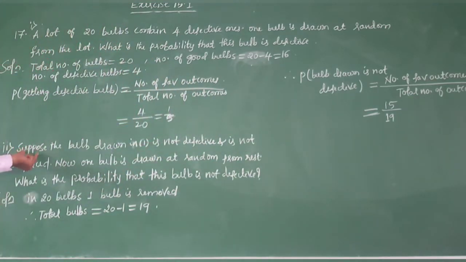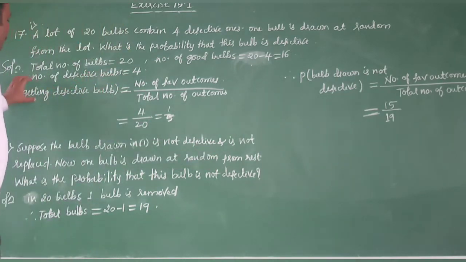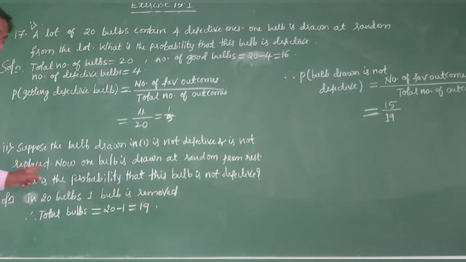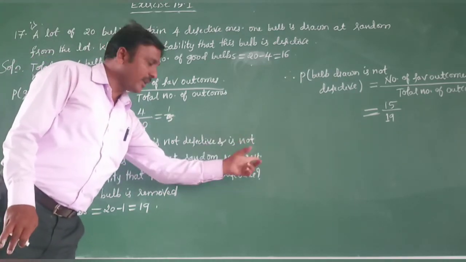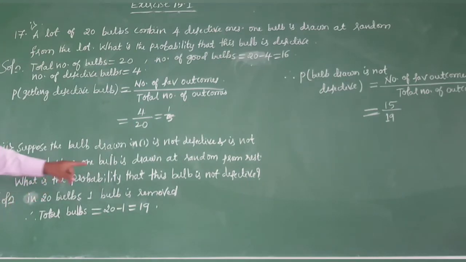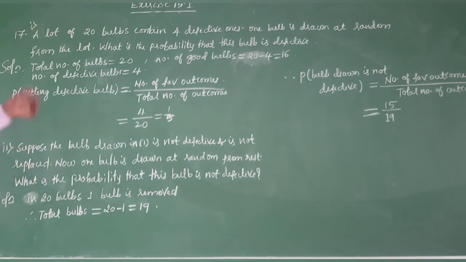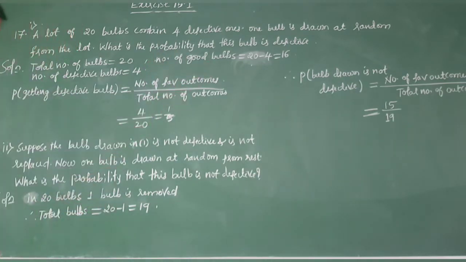So the question: suppose the bulb drawn in the first question is not defective. Here, if it is not defective and is not replaced, it is kept as it is. Now, one bulb is drawn at random from the rest, meaning from the remaining. What is the probability that this bulb is not defective? We will count the probability of getting not defective, given that the first was not defective.